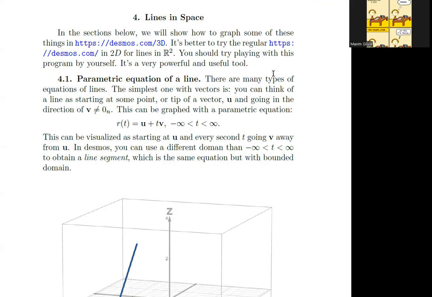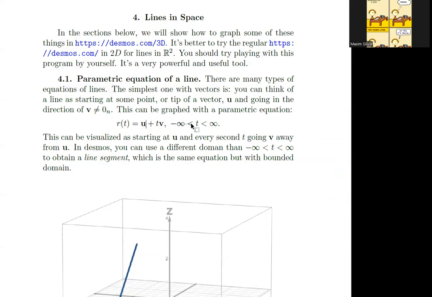So, the parametric equation of a line. This is a very important way to write a line in space. There are many types of equations, but this one is probably my favorite. So the way to write it is you start your line at a vector u. So here's my vector u. And then I start adding multiples of v to it. So this is like plus tv. And then I get this line, depending on the direction of v. So that's how parametric equations work, u plus tv for lines.